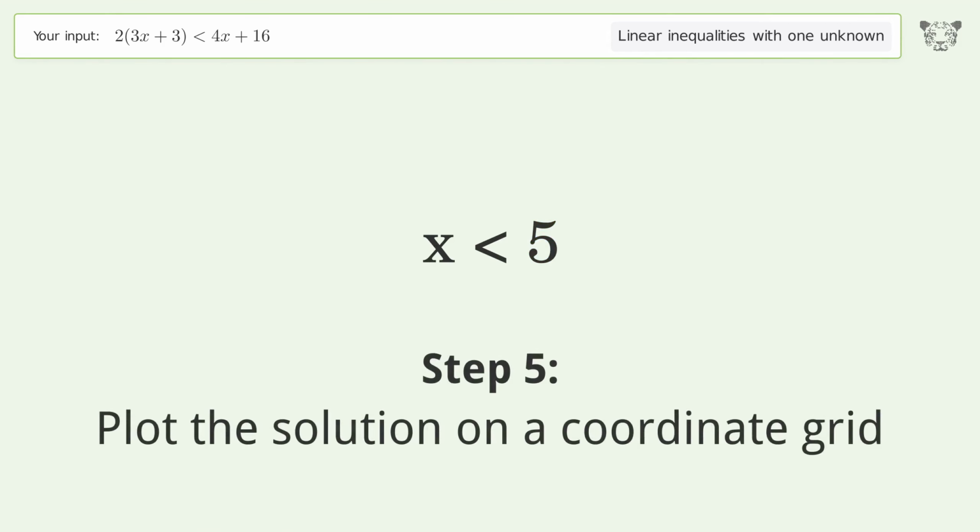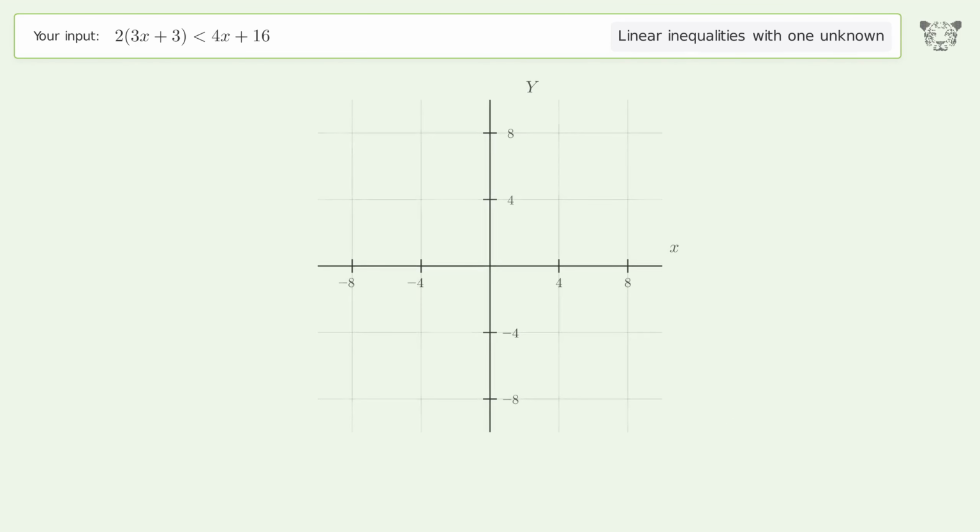Plot the solution on a coordinate grid. And so the final result is x smaller than 5.